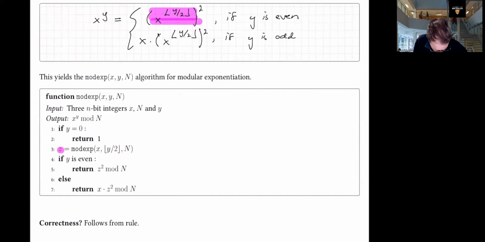We're just computing it. And then if y is even, we square it and take mod n. If y is odd, we square it, and then we multiply by an extra x, and we take mod n, right? And we get to take this mod n because of that substitution rule, where x times y is equivalent to x prime times y prime mod n, for any x equivalent to x prime, y equivalent to y prime.